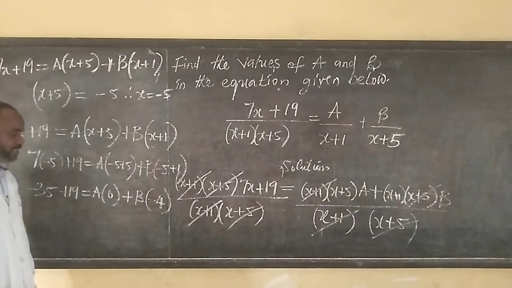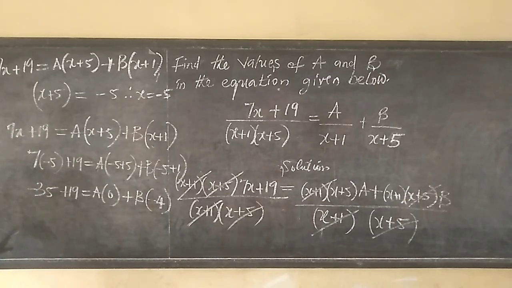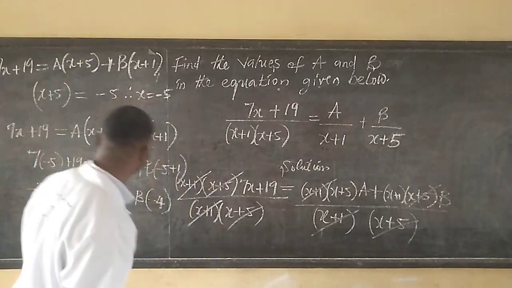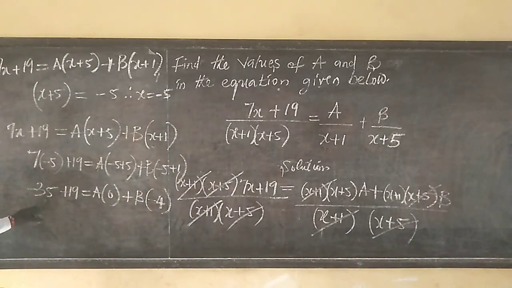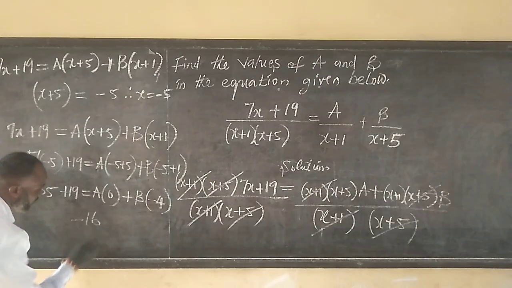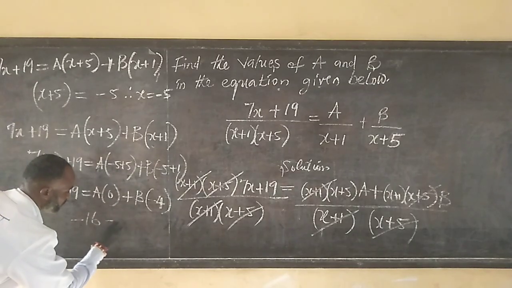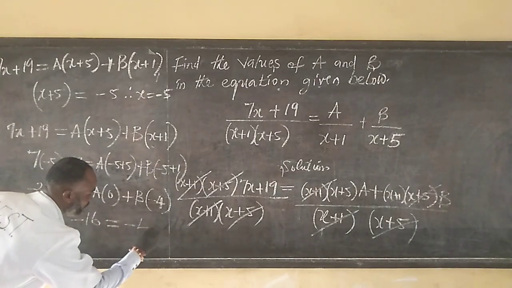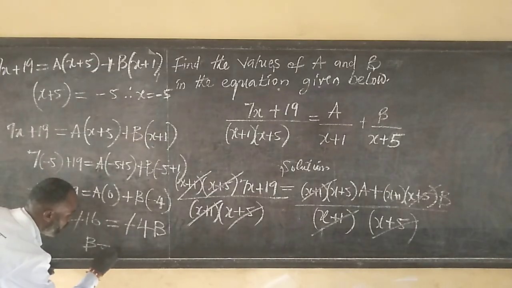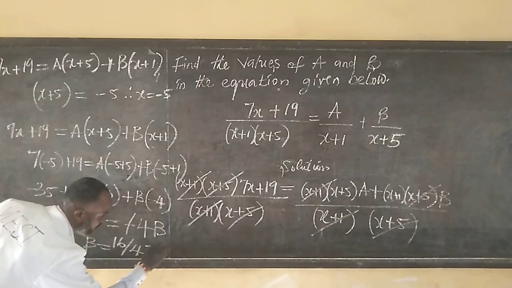Minus 4. So let's see, that is what it will be. By the time we simplify further, minus 35 plus 19 will give minus 16. Minus 16 all equal to minus 4b. Alright? So if we cancel out the minus signs, b is equal to 16 all over 4, and this gives us 4.